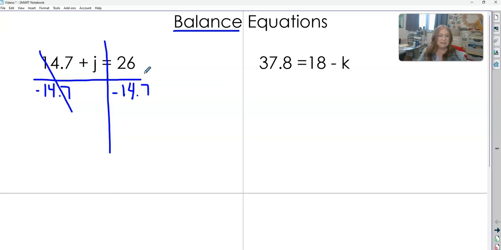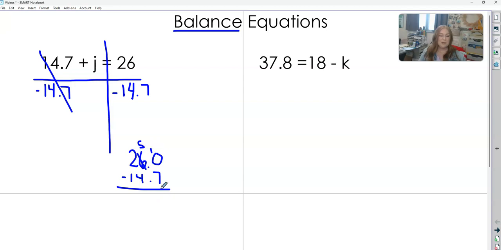14.7. Now I need to make sure these decimals are lined up. We have 26.0, it's like $26, and we're taking away $14.70. We have to line those decimals up. So we cannot do 0 minus 7, so we're going to borrow. So you can go ahead and see if you can finish the subtraction problem and then come back and check with me.